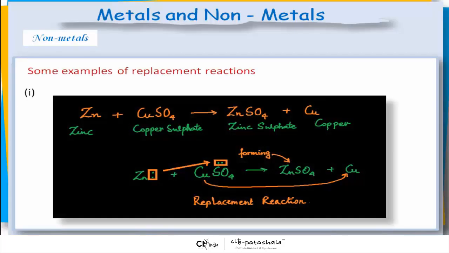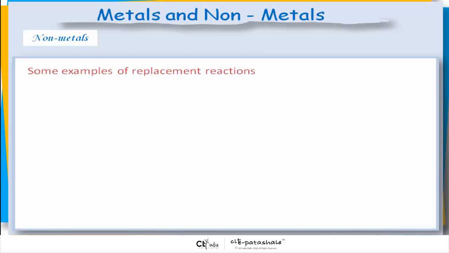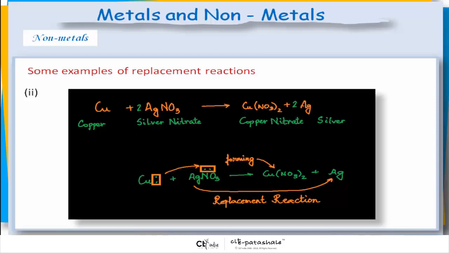So zinc plus copper sulfate gives rise to zinc sulfate plus copper. Zinc forms zinc sulfate and copper is liberated. This is called a replacement reaction. So copper and silver nitrate gives rise to copper nitrate plus silver. Silver is liberated or replaced.